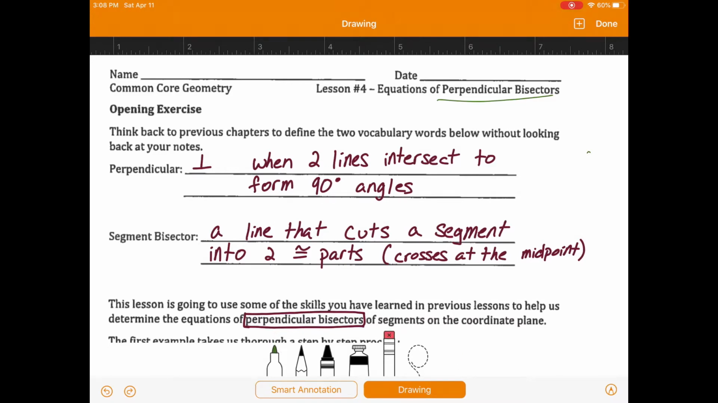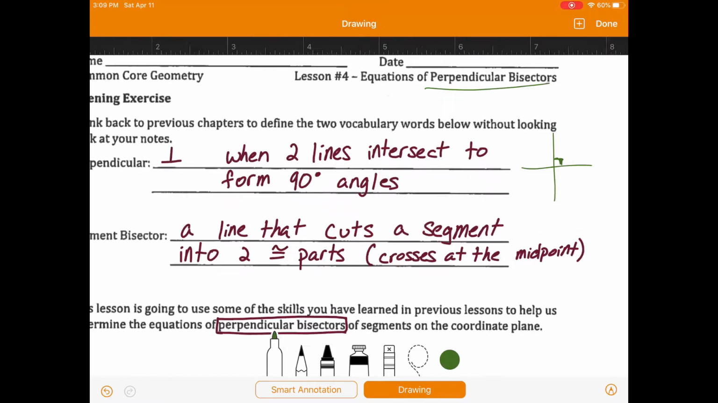So if we had a line like this and we had another one that went through it and it made 90-degree angles when it crossed, that means those two lines are perpendicular. And then a segment bisector, it means that you've got something like a line that is cutting through a segment and cutting that segment into two equal parts.